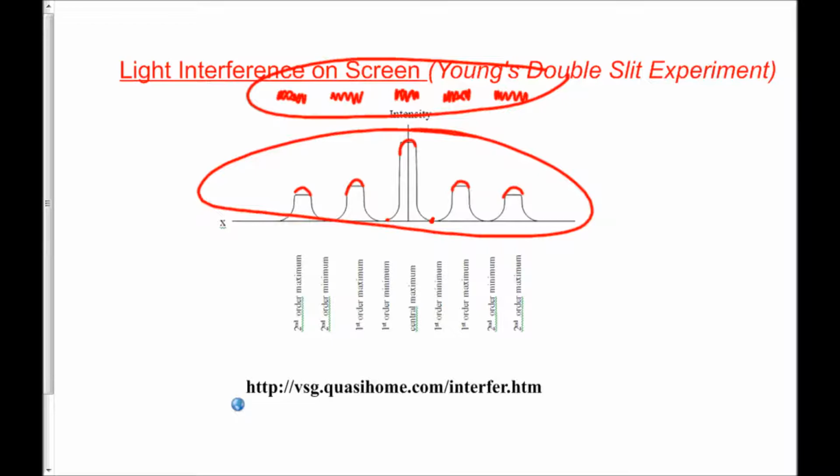So this bright spot would have an intensity that was really, really high. This bright spot would have an intensity that's a little bit lower. This bright spot would have an intensity that's a little bit lower. That middle bright spot, that brightest bright spot, that central bright spot, we're going to call our central maximum, because it's a maximum area of light. It's a bright spot.